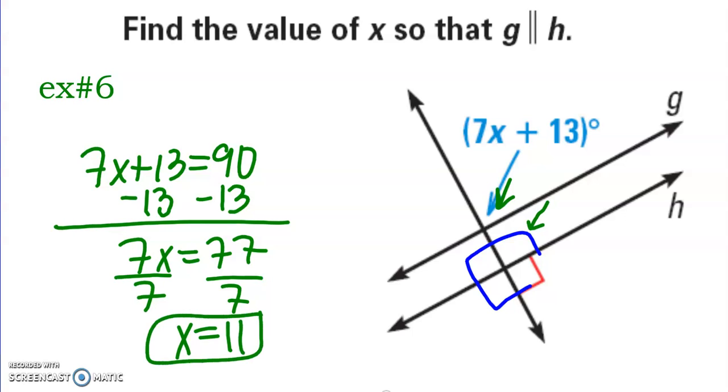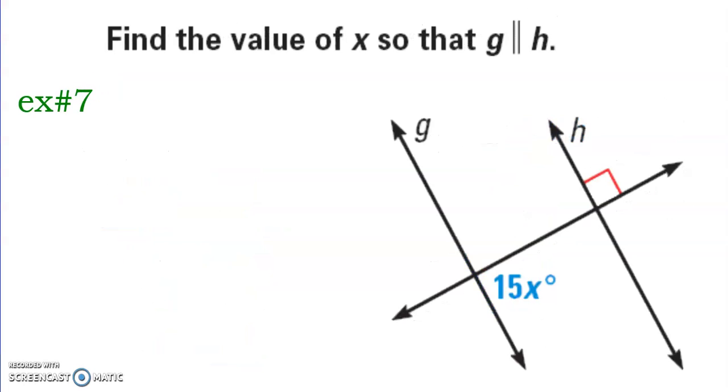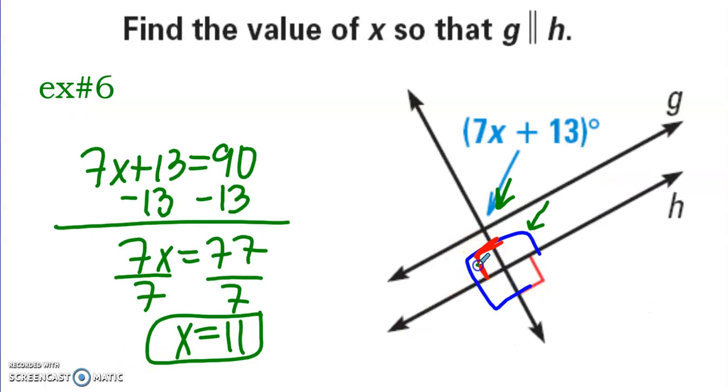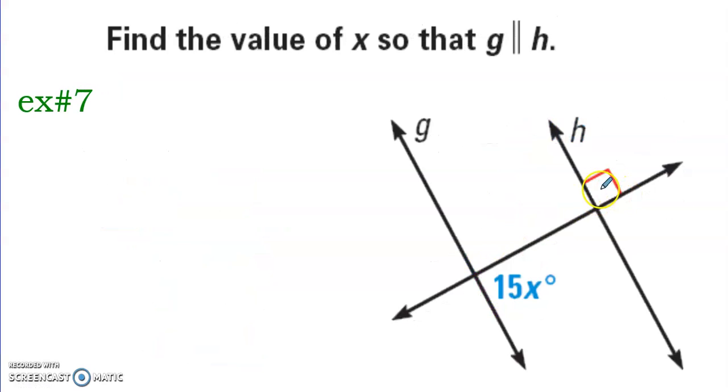Now you also could have talked about alternate exterior angles. So that would have been this angle and our 7x plus 13 angle. By the alternate exterior angle theorem, we can say that 7x plus 13 is also equal to 90. A couple different ways you could do this one. So again, if one is 90, then all four are 90.